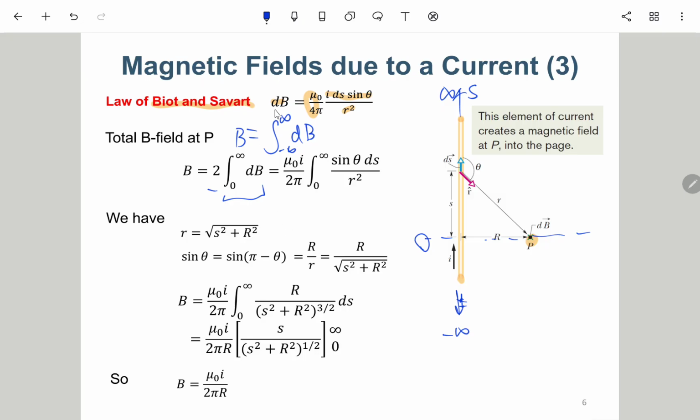Here we plug in this expression. dB equals this stuff, putting it here. And mu 0 I over 4 pi are constants. This 4 can be cancelled with this 2, down to a 2. So here we have mu 0 I over 2 pi outside the integral. And then what remains inside is sine of theta, ds, and r squared.